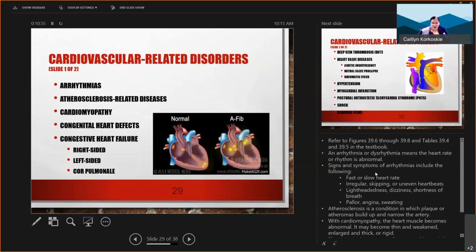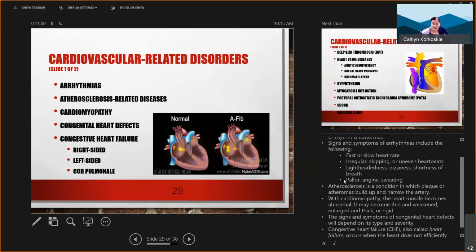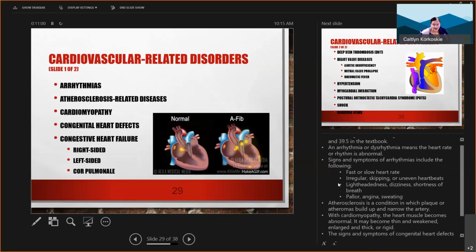Any arrhythmia or dysrhythmia means that the heart rate or rhythm is abnormal. So it could either be really fast or really slow, or skipping certain beats or uneven heartbeats. Sometimes a patient might have some lightheadedness or dizziness, shortness of breath. They might have some angina, but a lot of times when someone has an arrhythmia, they don't even realize it. They usually will just have this kind of lightheaded feeling.